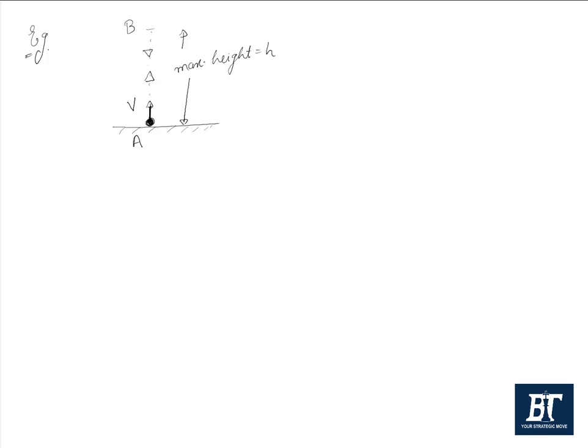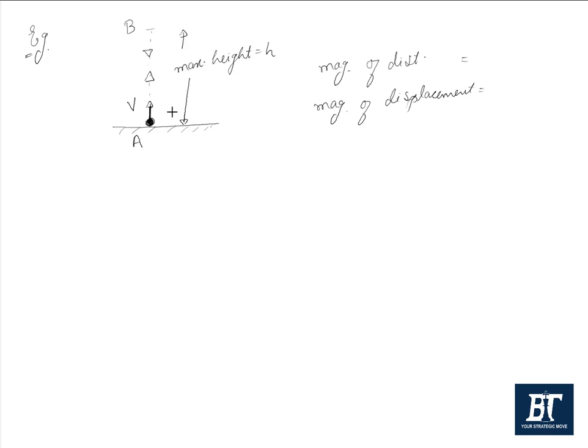We will take a few more examples. In this example, it is given that a ball is thrown vertically upwards with speed v and it will reach a maximum height h, and we know that it will return to the same point A following the same path, and we have to find the magnitude of distance as well as the magnitude of displacement in this case.